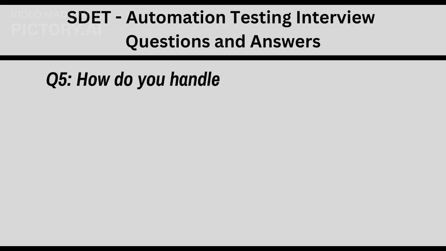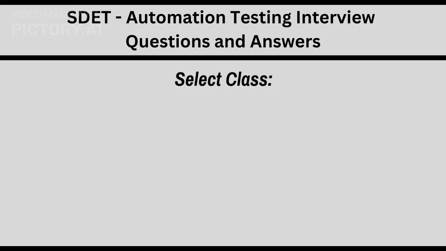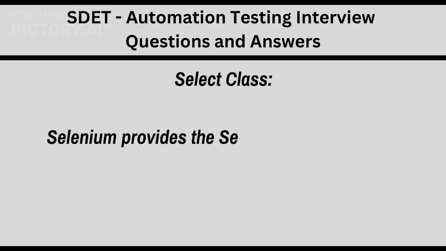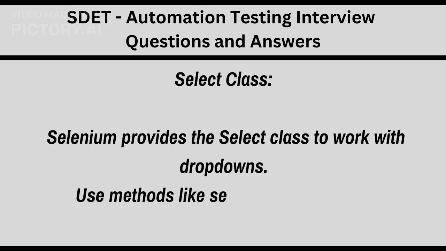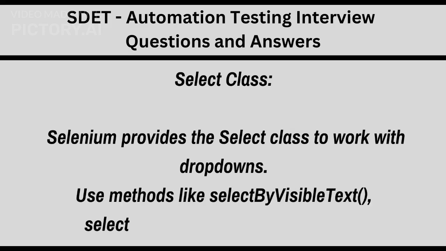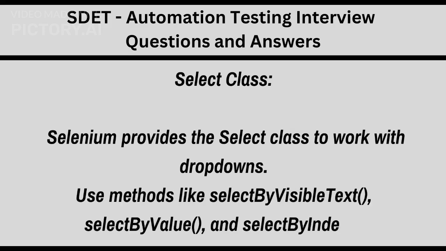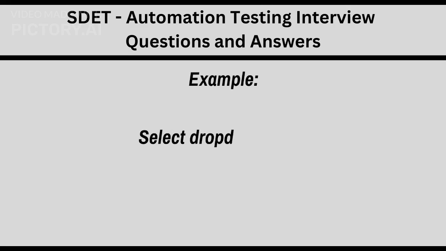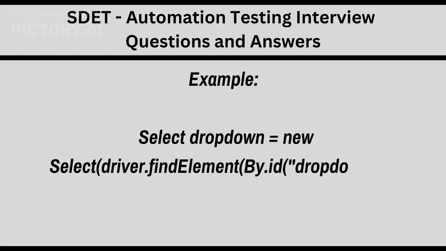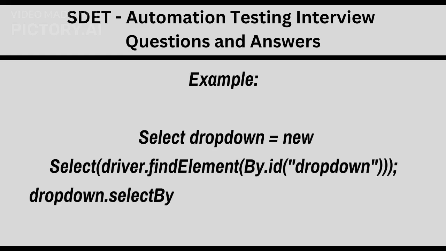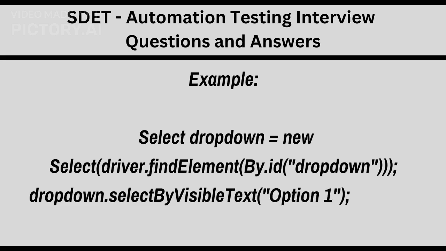Q5. How do you handle dropdowns in Selenium WebDriver? Select class. Selenium provides the Select class to work with dropdowns. Use methods like selectByVisibleText, selectByValue, and selectByIndex. Example: Select dropdown = new Select(driver.findElement(By.id("dropdown"))); dropdown.selectByVisibleText("Option 1"), to select an option by its visible text.